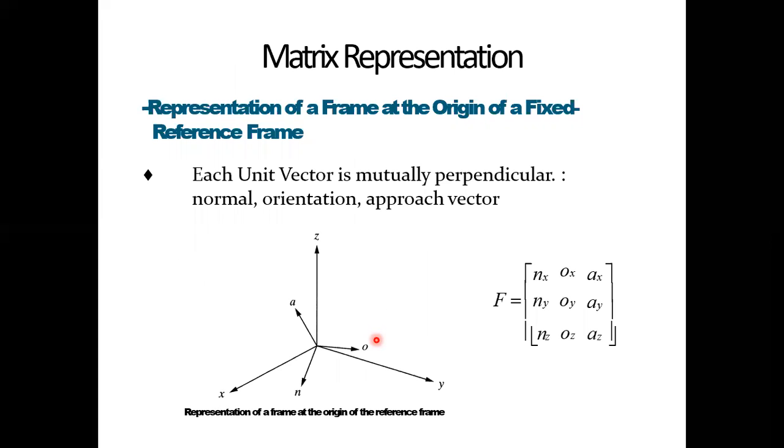Okay, this is the representation of a frame at the origin of the fixed reference frame. Each unit vector is mutually perpendicular: normal, orientation and approach. That is, x, y, z is a normal coordinate. When we move the end effector, it will take some vectors, that is n, o, and a. So we can represent F like this: nx, ox, ax, ny, oy, ay, nz, oz, and az.